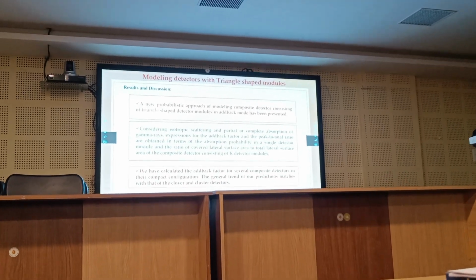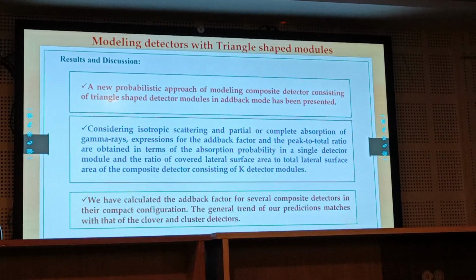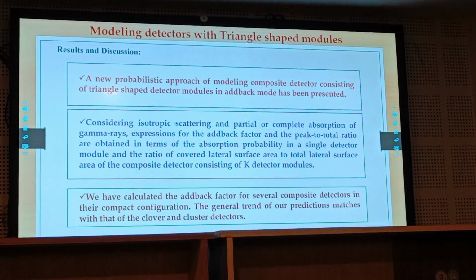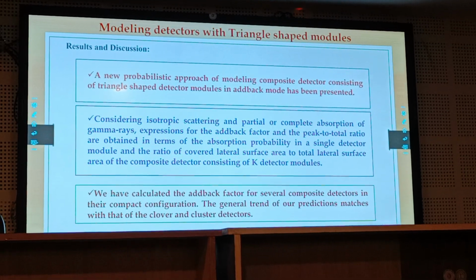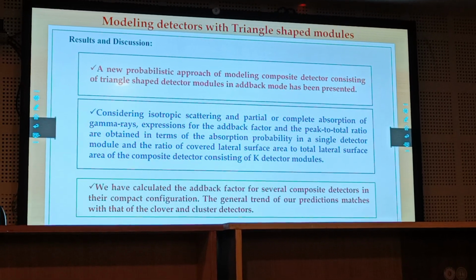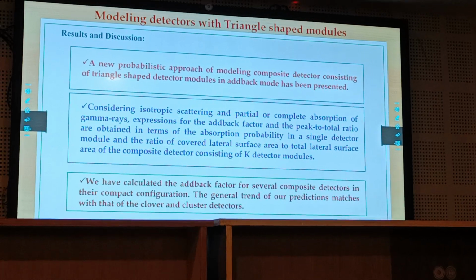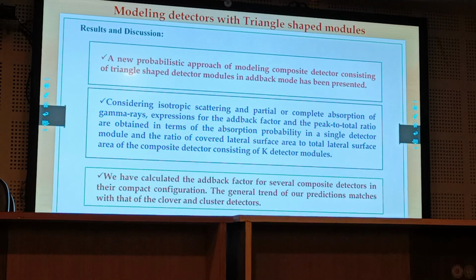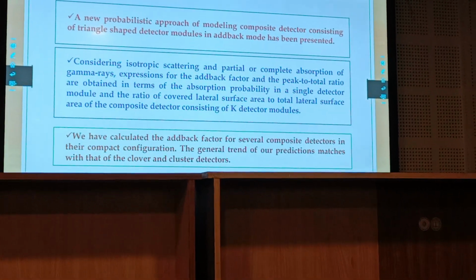So this is the new probabilistic approach of modeling a composite detector consisting of triangular shape detector modules in add-back mode that has been presented. Considering isotropic scattering and partial or complete absorption of gamma rays, expressions for the add-back factor and the peak to total ratio are obtained in terms of the absorption probability x in a single detector module and the ratio of covered lateral surface area to total lateral surface area z of the composite detector consisting of k detector modules. We have calculated the add-back factor for several composite detectors in their compact configuration. The general trend of our predictions matches that of the Clover and cluster detectors.